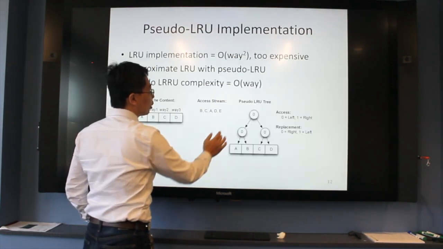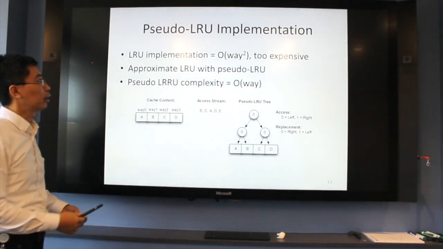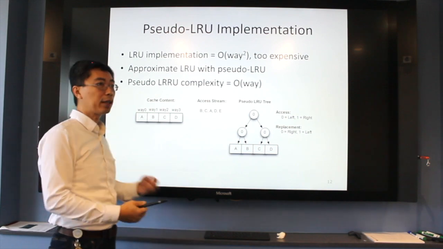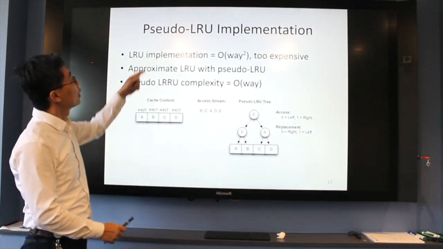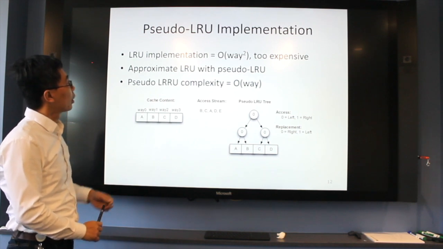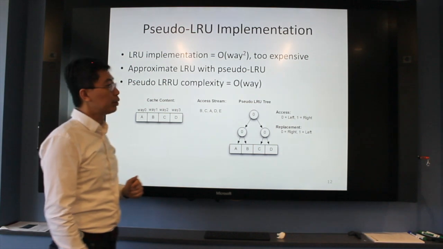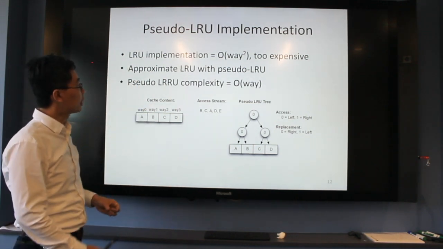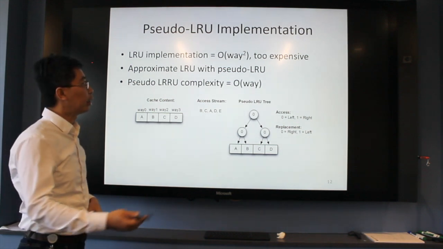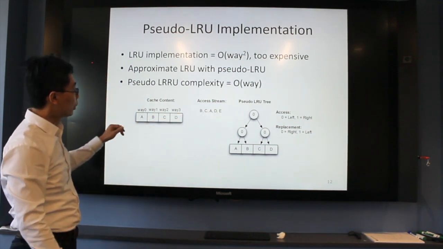Right. So here is a cheaper way of having a replacement policy similar to LRU but not LRU. So this is pseudo-LRU implementation. So we approximate LRU using a tree. Okay? The pseudo-LRU complexity is less. Okay, so in this case it's order of n. So how do we do that?